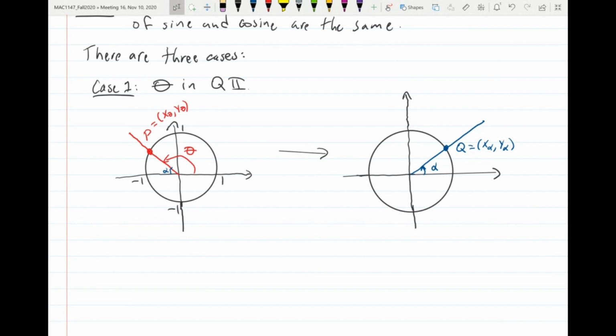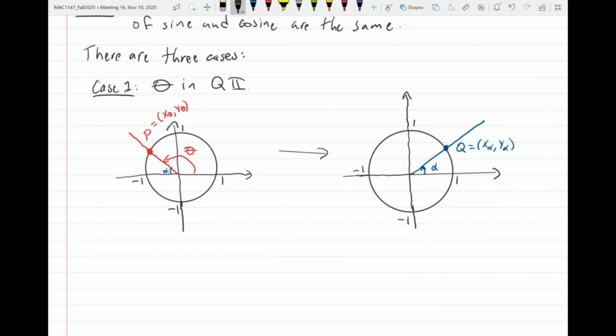So to figure out the relationship between, let's say, cosine of alpha and cosine of theta, that's the same thing as looking at this picture and trying to decide what's the relationship between the x values of these points, the x of P and the x of Q. Remember, this is what cosine is: the x value of the point corresponding to the unit circle. You understand this?